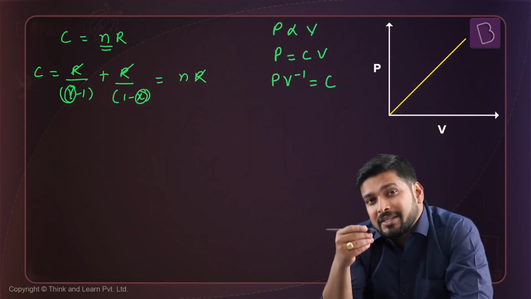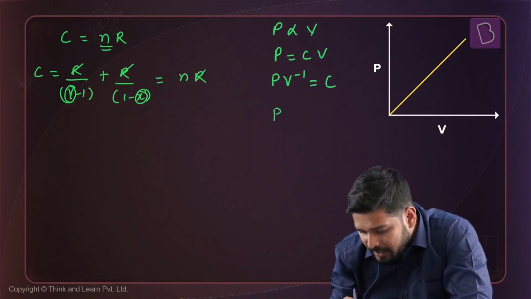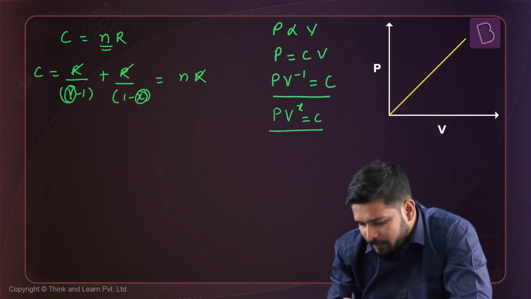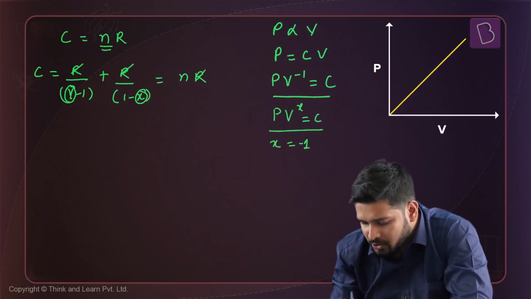So if you talk about a general PV expression for a process, I know the expression is PV to the power x equals constant. Now if I compare both of them, I end up getting my value of x equals minus 1, right?